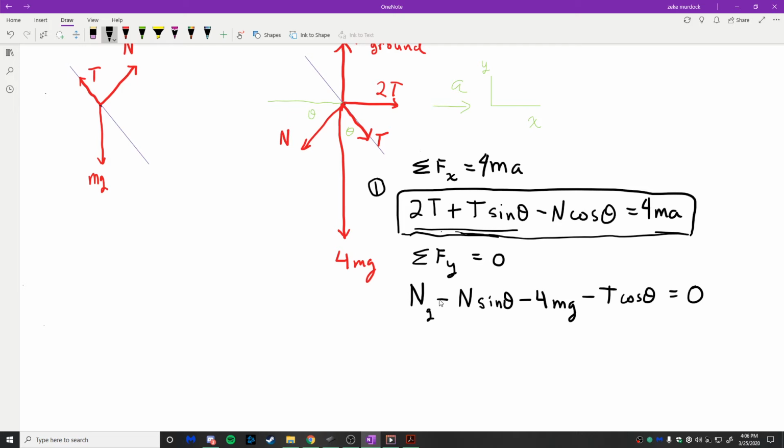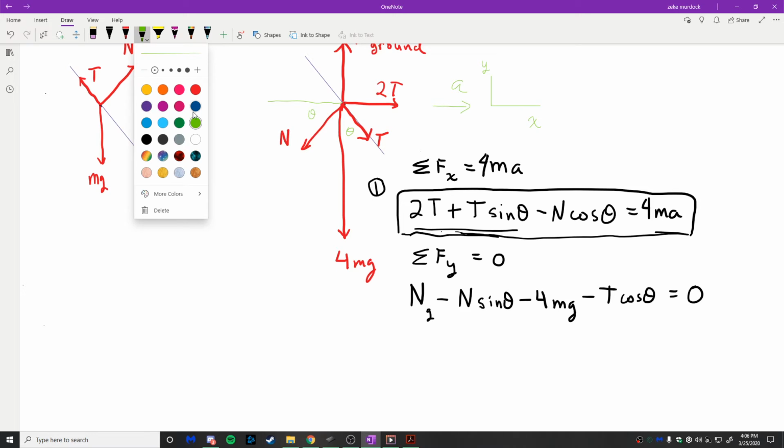We will be using the one that I boxed in. Does anyone have any questions about how I got that equation right there? Where these sines and cosines came from? I can show on the picture.